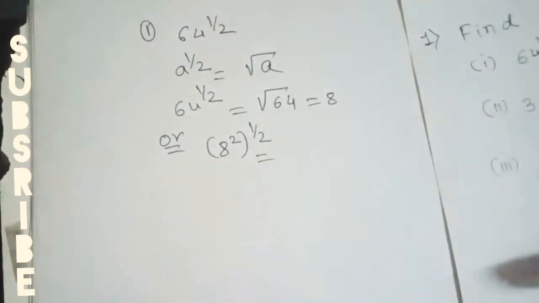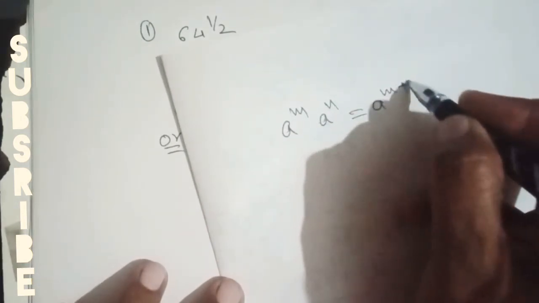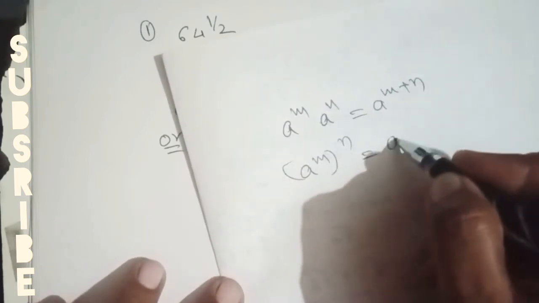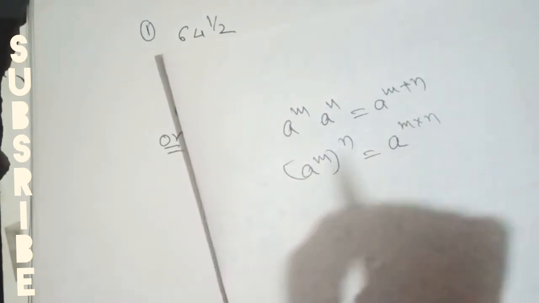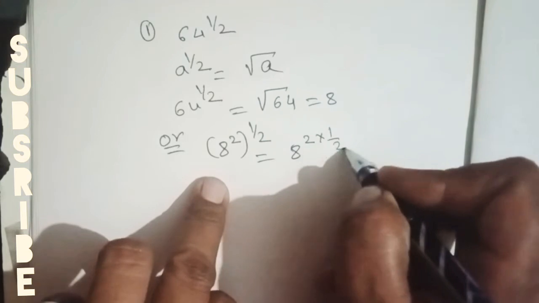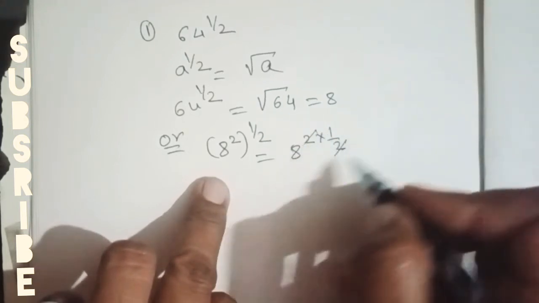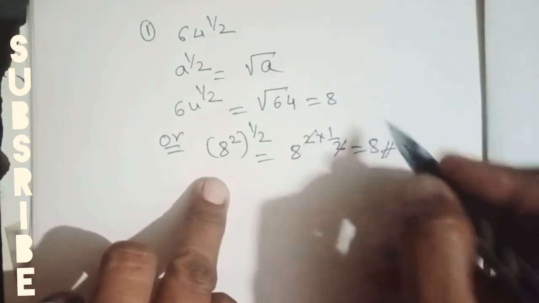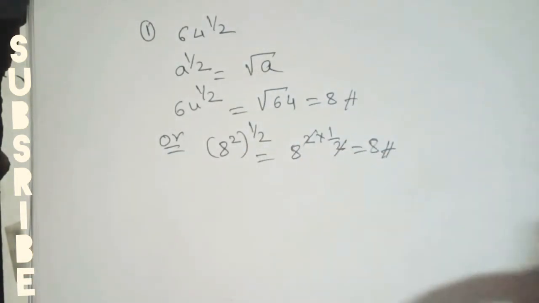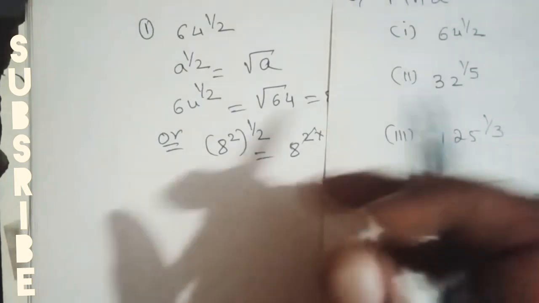So further you have the indices laws. What they say here: a raised to m into a raised to n is equal to a raised to m plus n, and a raised to m raised to n can be written as a raised to m into n. So here what you are doing, 8 raised to 2 into 1 by 2. They get cancelled, 2, 2. So you remain with 8. The same answer you are going to get this way or that way. So these are very simple basic questions.